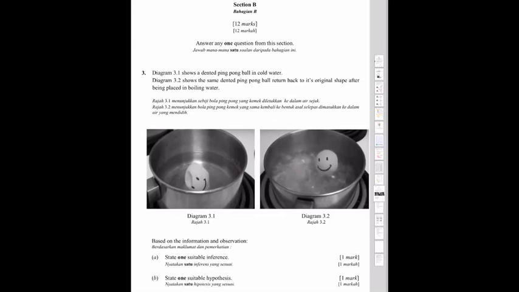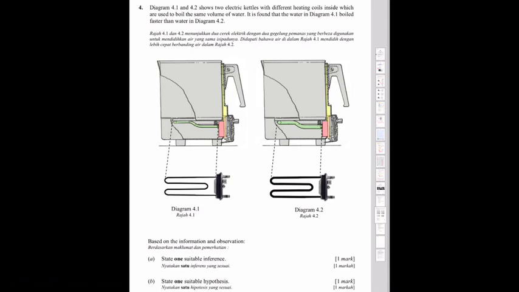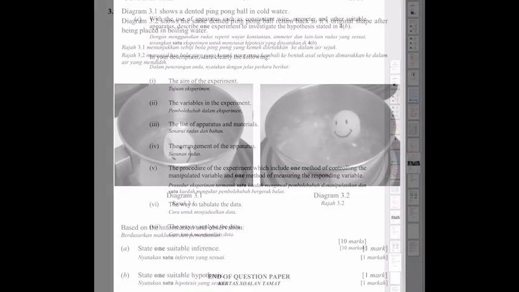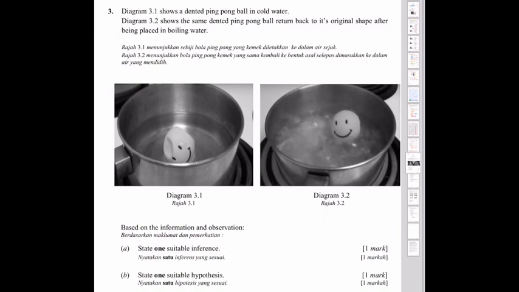Hi again, let's try the final part of this paper, which is in section B. In this section, you'll be given 2 questions and you are required to answer only one question, but you are allowed to answer both questions as well. If you have extra time left, please read both questions before you make a decision.